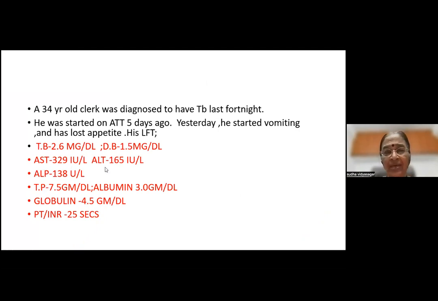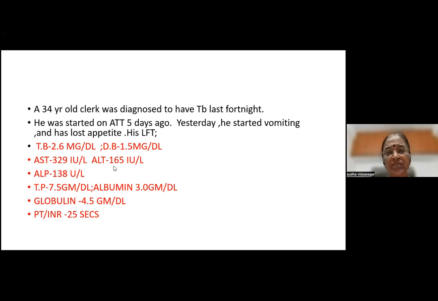So if you look at that, again, the most important thing to notice there is the AST is more than the ALT. So in a viral hepatitis, it's always the ALT that is more than the AST. But in a drug and toxin-induced hepatitis, the AST can be more than ALT. Now, ATT-induced hepatitis usually comes in the first 2 weeks of starting, and about 90% of the cases come in the first 1 month of starting ATT. But after that also, I have seen a patient in the 7th, 8th month of starting ATT. And the point is, once you have a hyperbilirubinemia, you always have to be very careful.